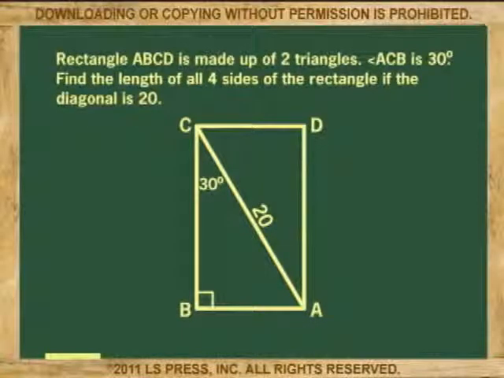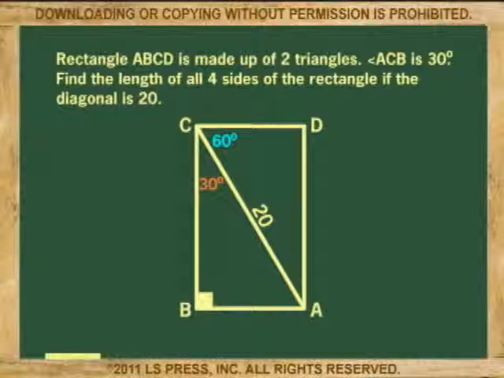One last example. Rectangle ABCD is made up of two triangles. Angle ACB is 30 degrees. Find the length of all four sides of the rectangle if the diagonal is 20. Because it is a rectangle, all four corner angles are 90 degrees. So if this angle is 30, this angle ACD is the complement, or 60 degrees.